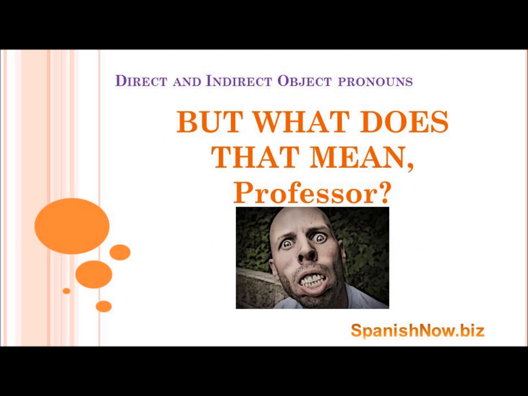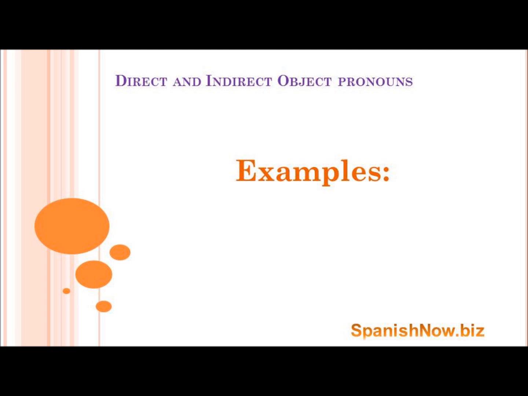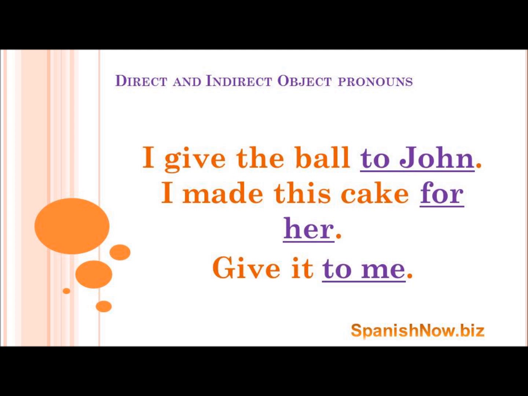Okay, what does that mean exactly? Well, basically, let me give you some examples. I gave the ball to John. I made this cake for her. Give it to me.